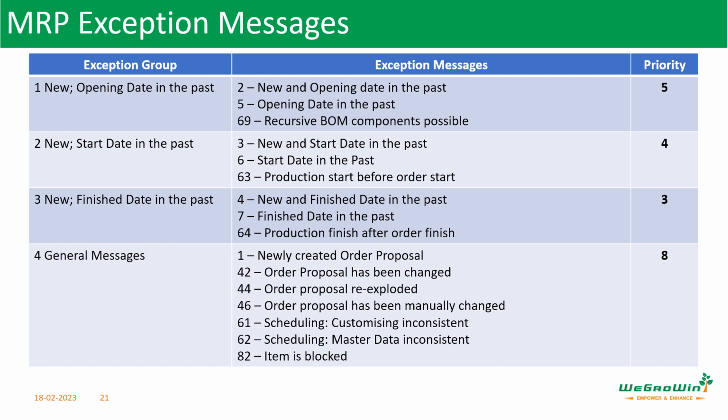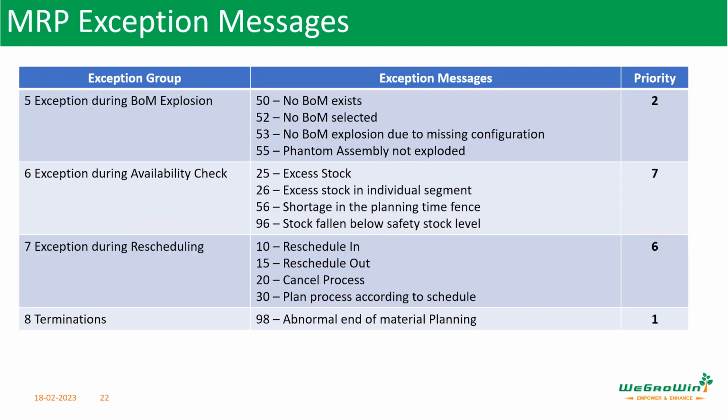So what are the other things we'll see now? Here we see other exception messages. See, exception group 8 termination, which means for a material, MRP itself is not running. That is the first priority. Second priority is BOM explosion is not there, which means BOM itself is not there. Because these are the things we have to address immediately through master data. It will take time. That is why I give these things priority 1 and 2. So like this, the priority is given based on my experience.